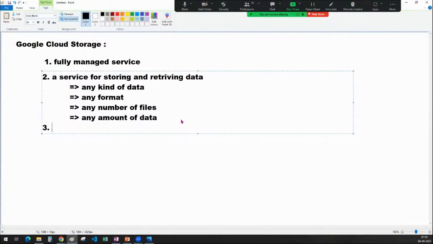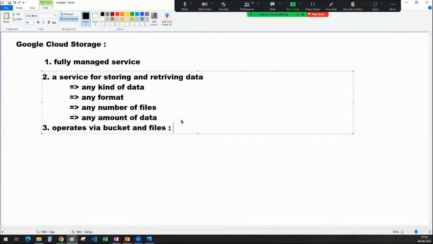So how does Google Cloud Storage operate? Okay, sir, it is fully managed, that is fine, and the purpose of the service is also fine, but how does it operate? Sir, it operates via buckets and files.